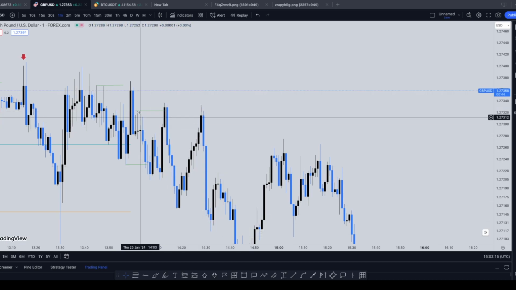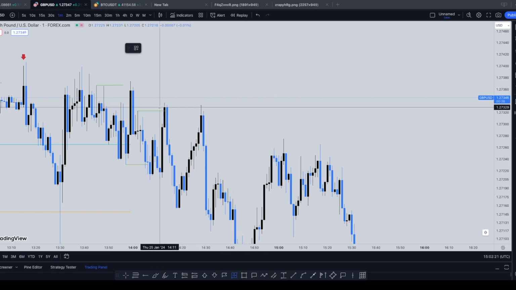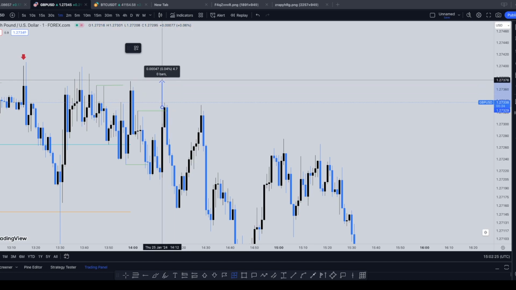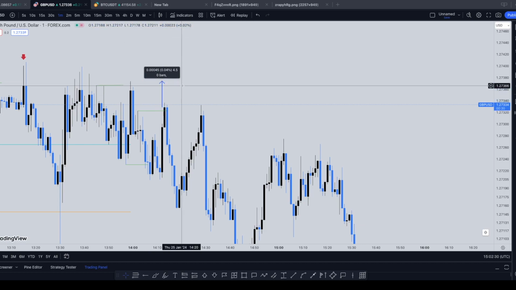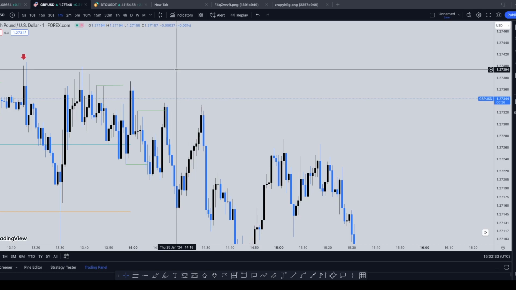Now, as soon as that high is taken out, especially because we're on the M1, I am going to take that as soon as price takes out this high. My stops are going to be above this, okay? So around a 4 pip, 4.5 pip to 5 pip stop loss, that is fine, okay? My stops are above this high, okay?